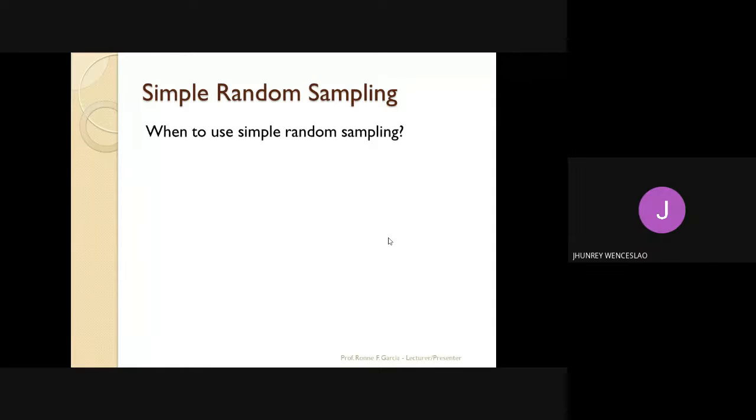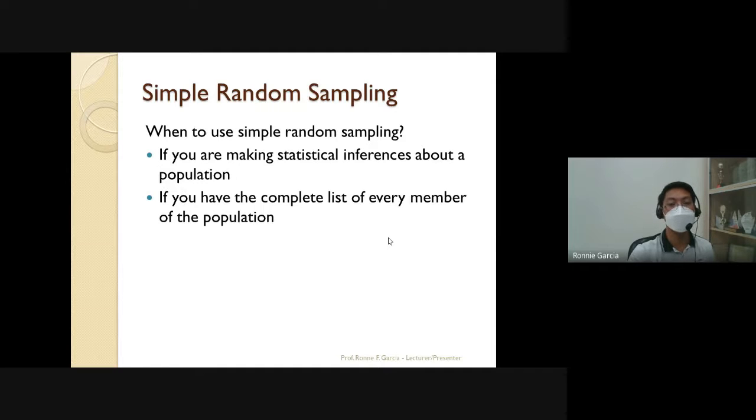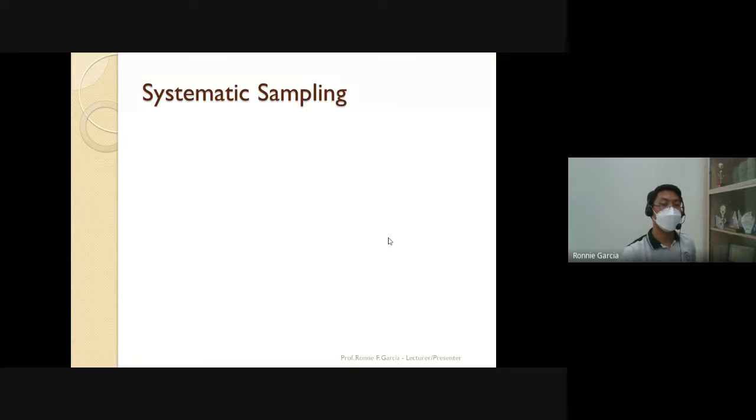Yes, sir. So when to use simple random sampling? If you are making statistical inferences, if you have the complete list, so nakay kompleto nga listahan sa mga members niya, gamay lang imong pilion. So that is simple random. And then if you have a lot of time and resources to conduct the study, that's the simple random.